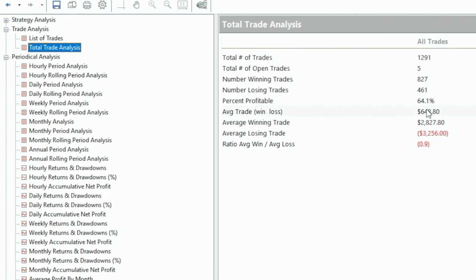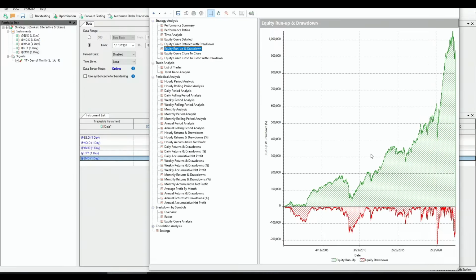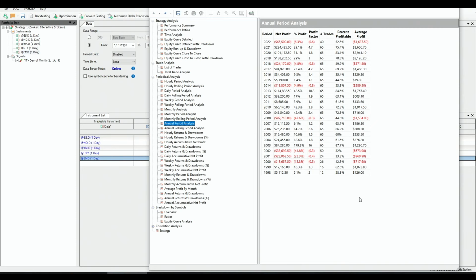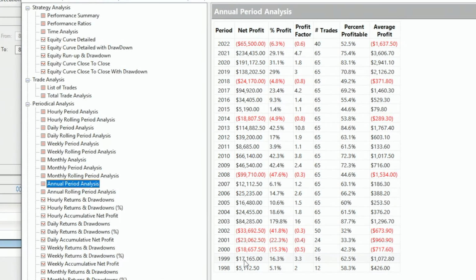Let's look at the total trade analysis. We have 1,200 plus trades, 64% winning. And look at this, the average trade is $648. That is amazing. And this is how the portfolio looks. Performance overall is $837,000. And in the annual analysis, we have the dot-com bubble, 2000, 2001, 2002.